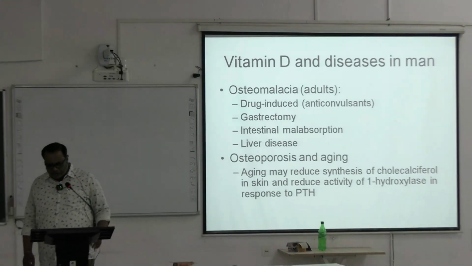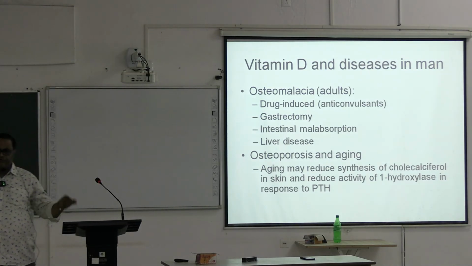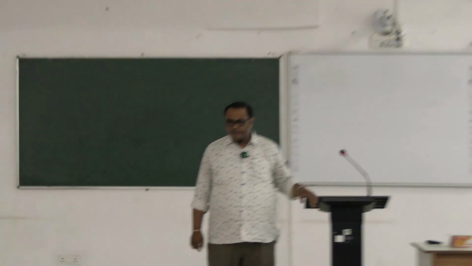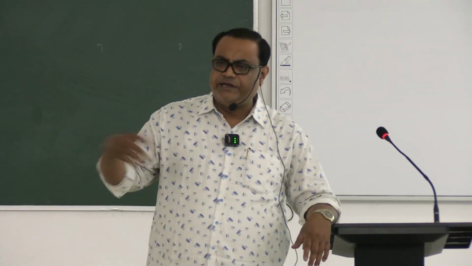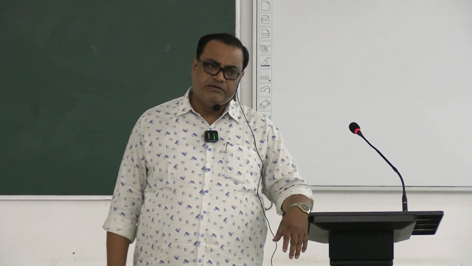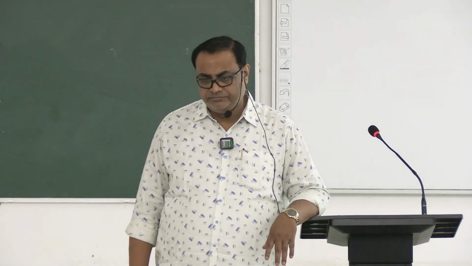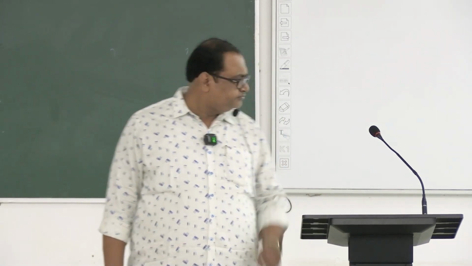Osteomalacia occurs in adults, but it is different from osteoporosis. Osteomalacia can be corrected by just giving vitamin D and calcium supplementation, but osteoporosis correction is not so easy. It might have multiple factors involved.